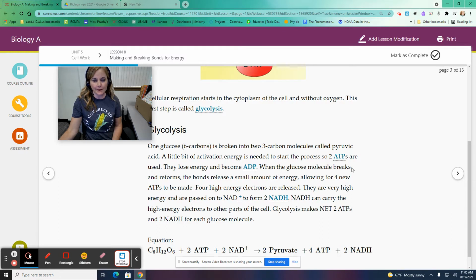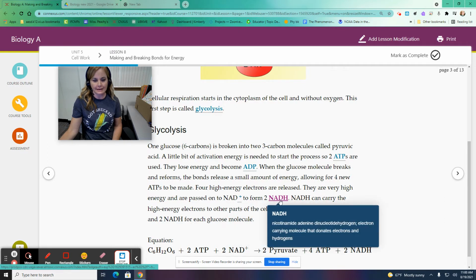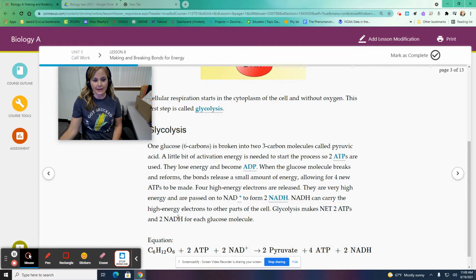When the glucose molecule breaks and reforms, the bonds release a small amount of energy, allowing for 4 new ATPs to be made. And 4 high energy electrons are released. They are very high energy and are passed on to NAD plus to form 2 NADH to carry high energy electrons to other parts of the cell. So again, lots of complex words and symbols in there. Essentially, it takes 2 ATP to make 4.